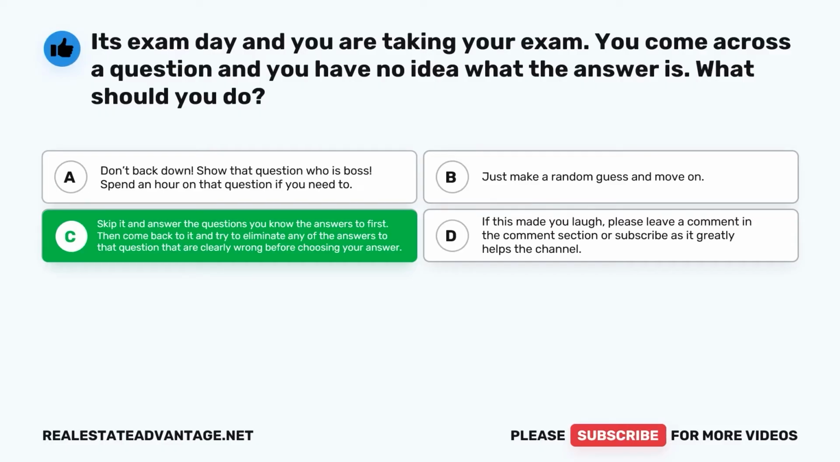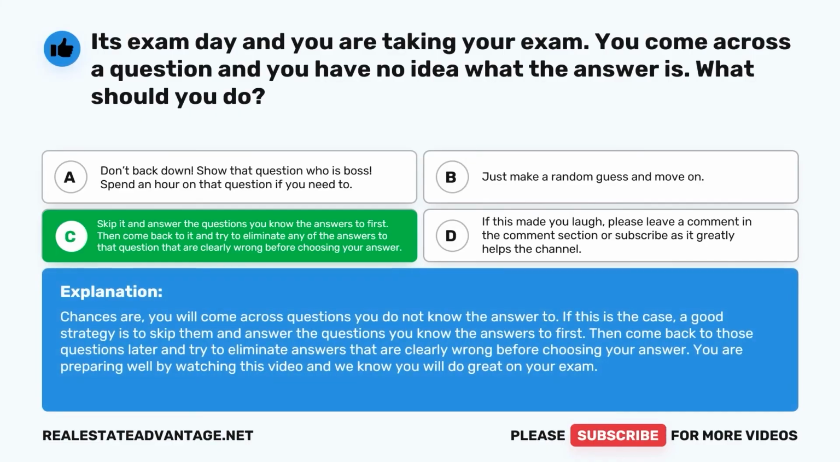Then come back to it and try to eliminate any of the answers to that question that are clearly wrong before choosing your answer. Chances are you will come across questions you do not know the answer to, and that's okay. If this is the case, a good strategy is to skip them and answer the questions you know the answers to first. Then come back to those questions later and try to eliminate answers that are clearly wrong before choosing your answer. You are preparing well by watching this video, and we know you will do great on your exam.